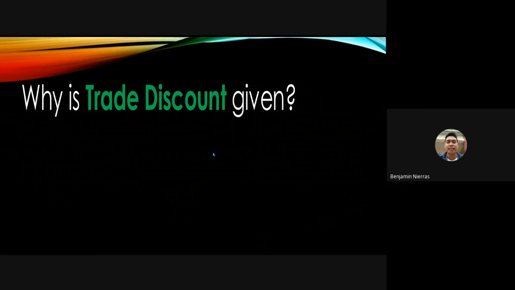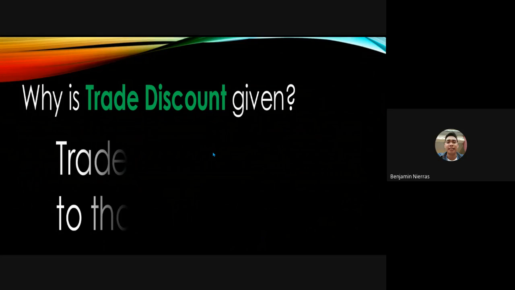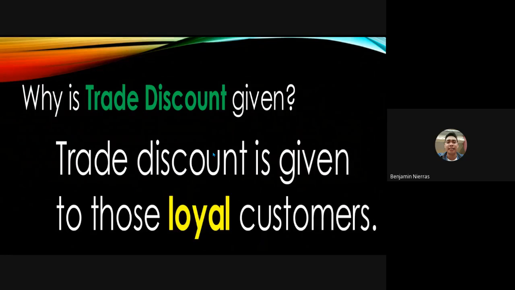Next, why is trade discount given? Why is it sometimes not given, and sometimes given? Okay, trade discount is given only to loyal customers. So if you are not loyal, you know, don't expect a discount. So you won't get a discount. So if you are a loyal customer, you will receive a trade discount.